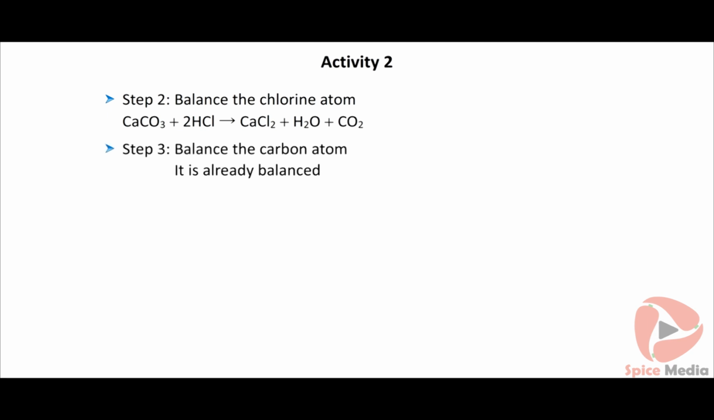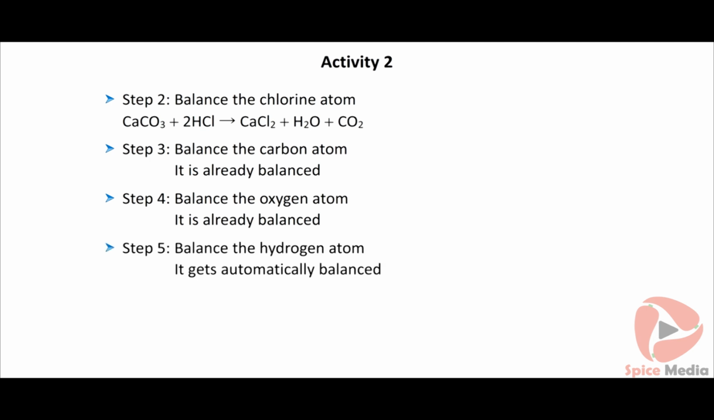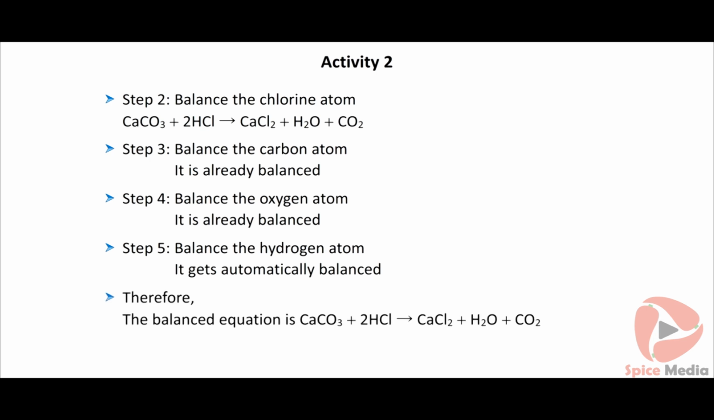Step 3. Balance the carbon atom. It is already balanced. Step 4. Balance the oxygen atom. It is already balanced. Step 5. Balance the hydrogen atom. It gets automatically balanced. Therefore, the balanced equation is CaCO3 plus 2HCl gives CaCl2 plus H2O plus CO2.